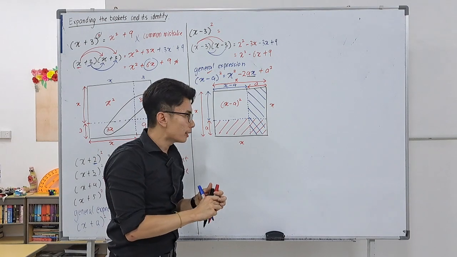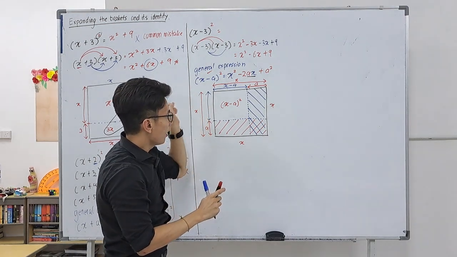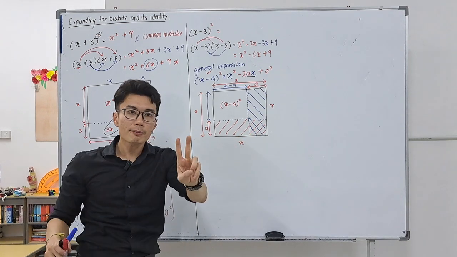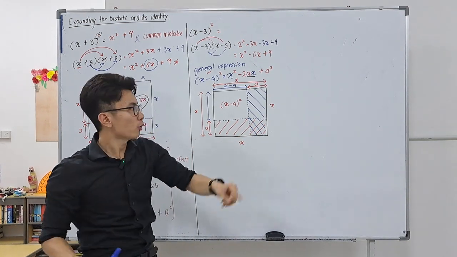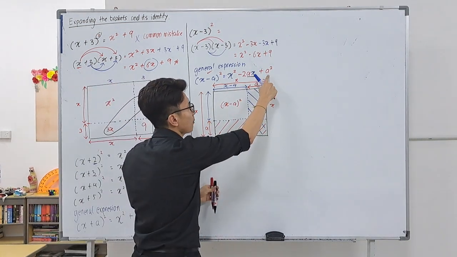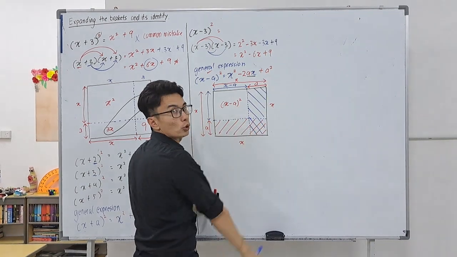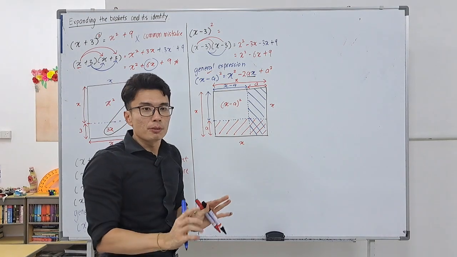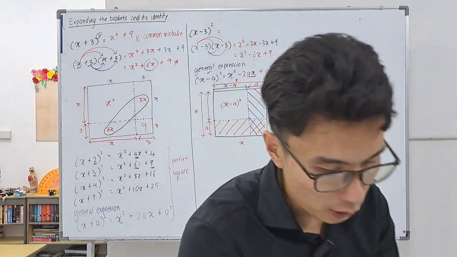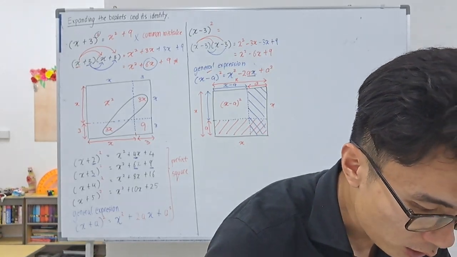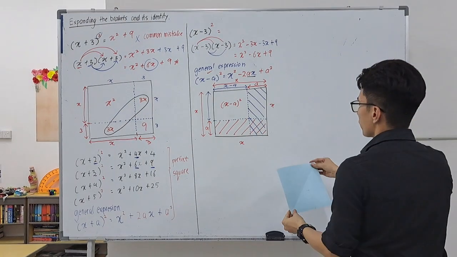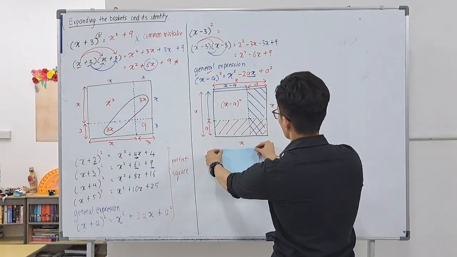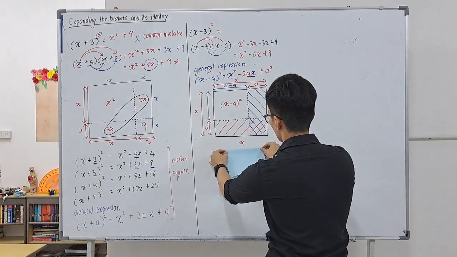But what do you notice here? Do you notice that I have accidentally removed these boxes two times? Because of that, I will compensate by adding another a squared in. To show you this properly, I have prepared some materials so that you can see what's going on over here.